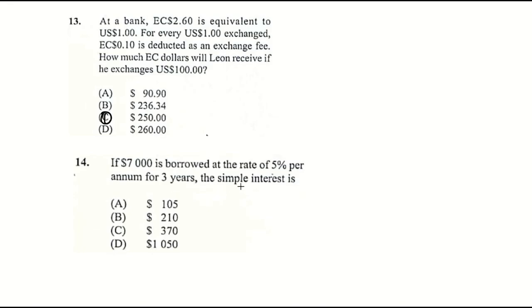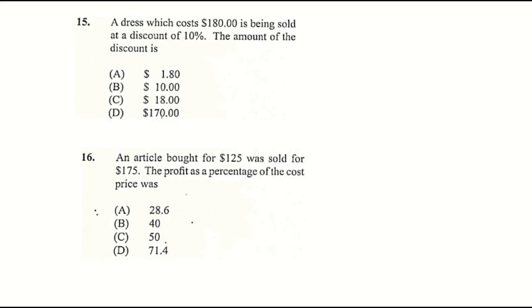If 7,000 is borrowed at a rate of 5% per annum for 3 years, the simple interest is 7,000 multiplied by 5 multiplied by 3 all over 100. Cross out that, cross out that. We did this question already. It was 35, yes, 7 5s are 35. You add a 0, multiplied by 3, is D. A dress which costs 180, and they want to find 10% of that. That is $18.